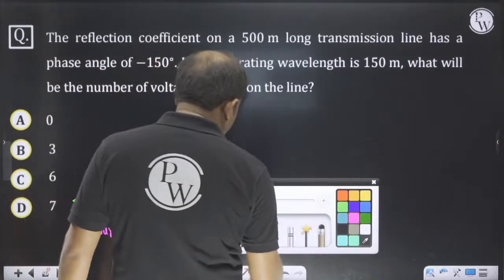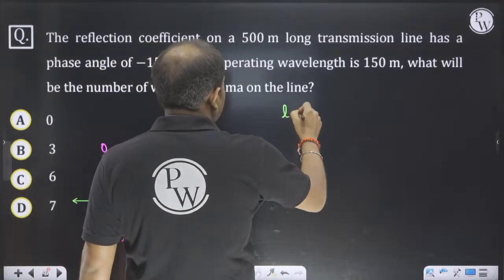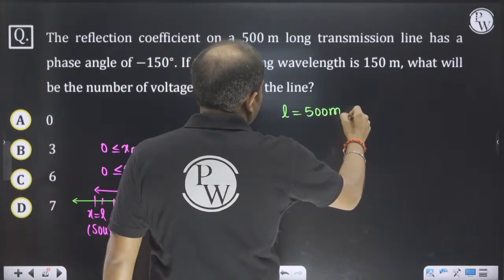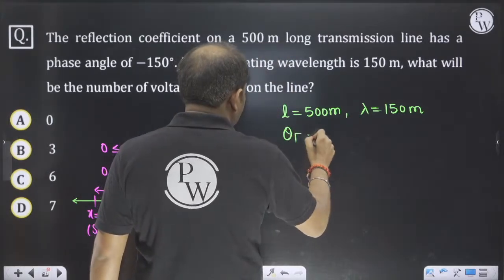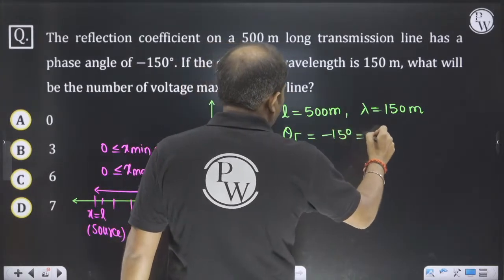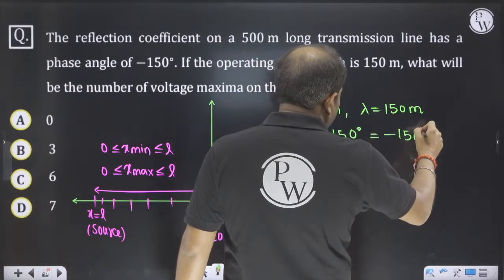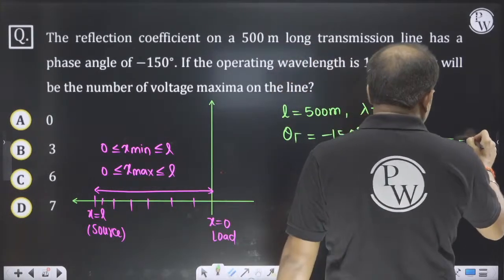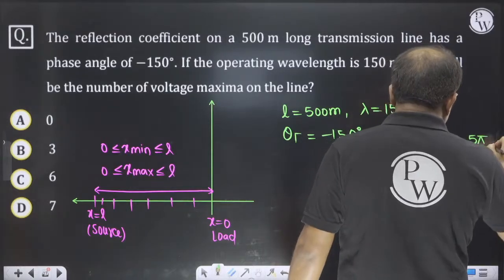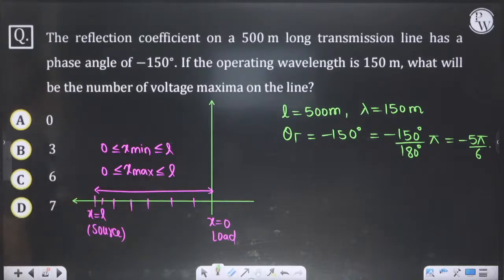Then I will write down the values they have given. The length is 500 meter, the wavelength is 150 meter, and theta of gamma is minus 150 degree. Minus 150 degree into pi upon 180 degree is minus 5 pi by 6. They are asking the number of voltage maxima and minima, so I will take the number of voltage maxima and go for the calculation part.